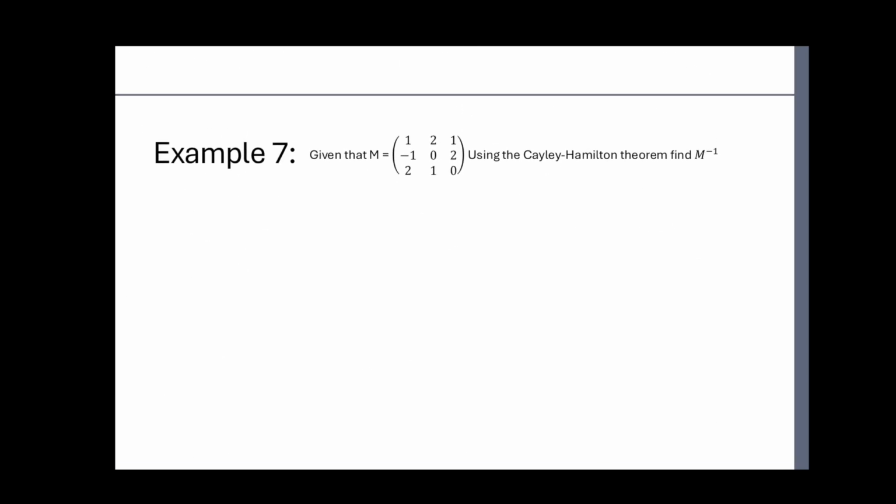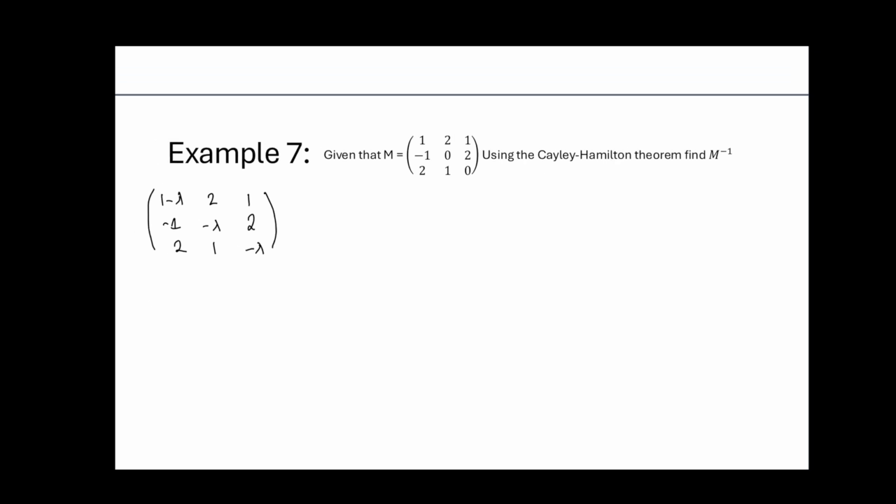Example 7. Given that M is a 3 by 3 matrix, 1, 2, 1, minus 1, 0, 2, 2, 1, 0, using the Cayley-Hamilton theorem, find the inverse of M. So what we're first going to do is find the characteristic equation. We do that by doing M minus lambda I, so we get 1 minus lambda, 2, 1, minus 1, minus lambda, 2, 2, 1, minus lambda. To work out the determinant, we do 1 minus lambda, and the matrix of minors would be minus lambda, 2, 1, minus lambda, minus 2, and the matrix of minors would be minus 1, 2, 2, minus lambda, and then plus 1, minus 1, minus lambda, 2, 1.